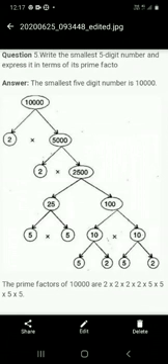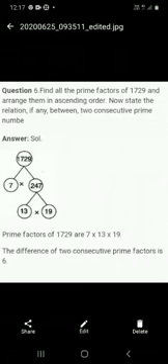This is the factorization. Now we will go through question number 6. Find the prime factors. You understand how to factorize any number.